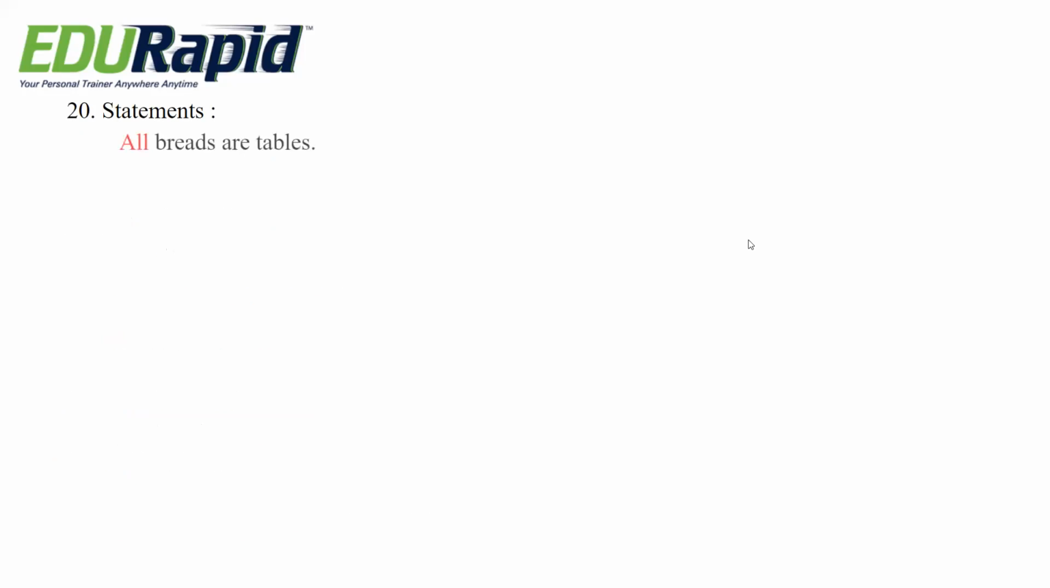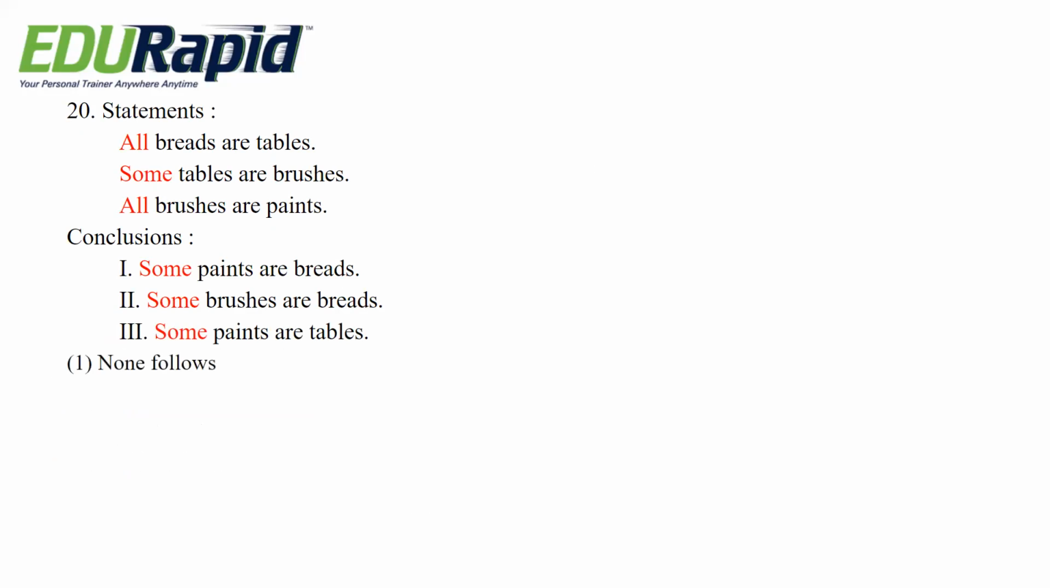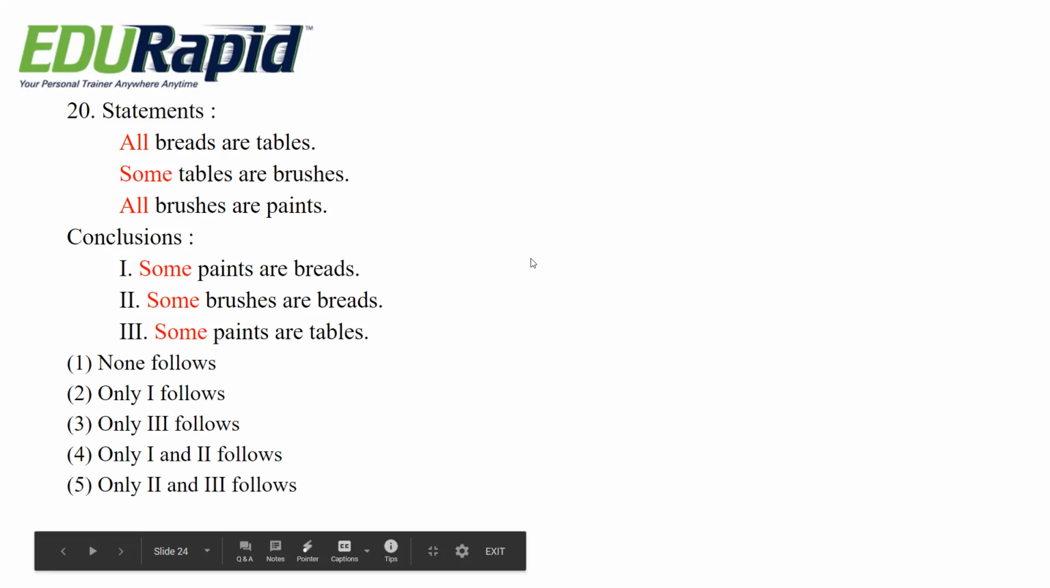Next question. Statements: All breads are tables. Some tables are brushes. All brushes are paints. Conclusions: one, some paints are breads. Two, some brushes are breads. Three, some paints are tables. Options: none follows, only one follows, only three follows, only one and two follows, only two and three follows.